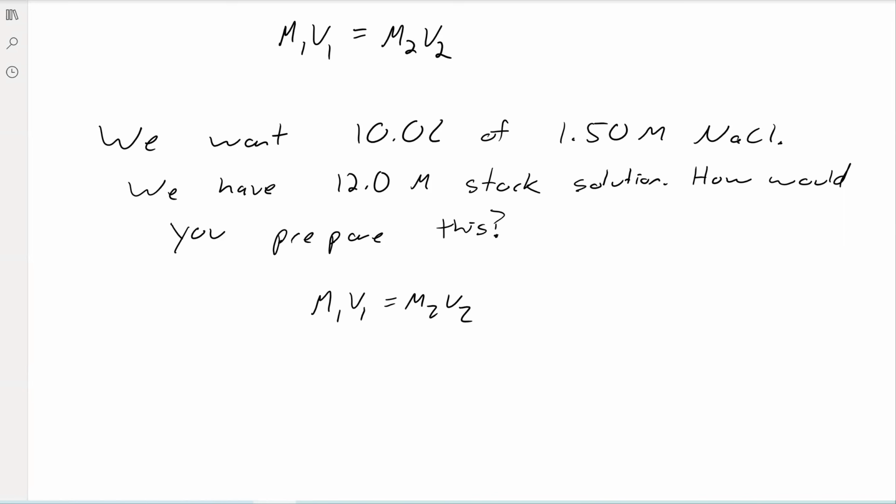And now we're just going to plug and chug through our variables. So we have 10 liters. That's what we want. We can plug that in either V1 or V2. I'm just going to arbitrarily choose V1. And then our next is the 1.50 molar. Note that that's talking about the 10-liter solution. So that has to match with that one. Since I picked V1 for the 10 liters, I have to pick M1 for the 1.5 molar. And then we have 12 molar. So that'll go on M2 of stock solution. How would you prepare this?